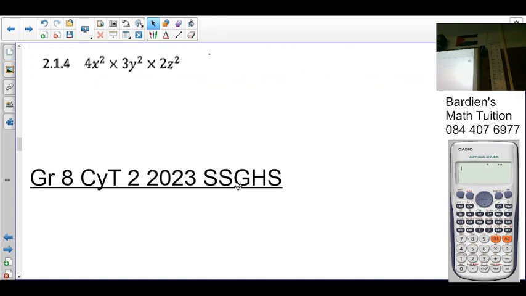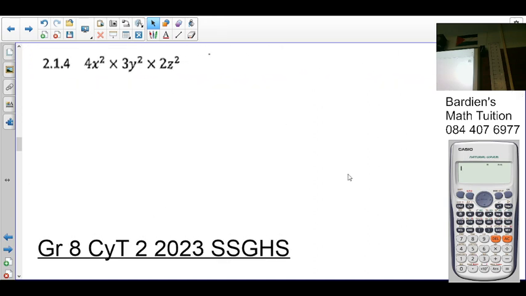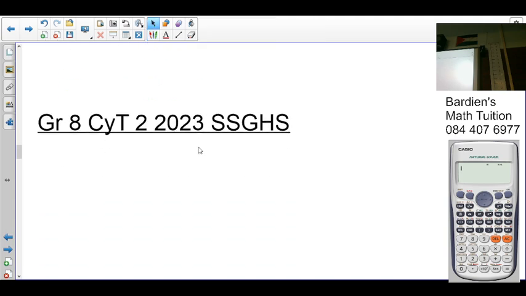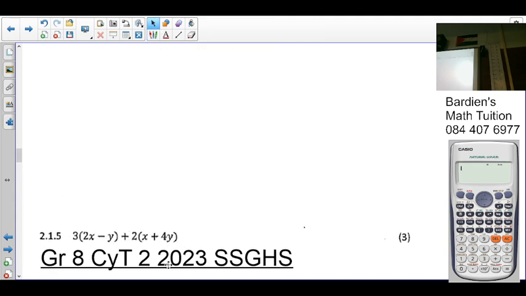Let's look at 2.1.4. We got 4x squared times 3y squared times 2z squared. So 4 times 3 is 12, and 12 times 2 is 24. x squared times y squared is x squared y squared, times z squared is x squared y squared z squared. Any confusion there? No? Alright, let's go to the next one.